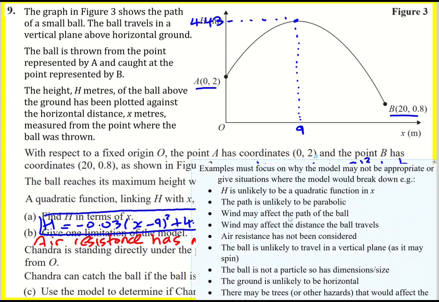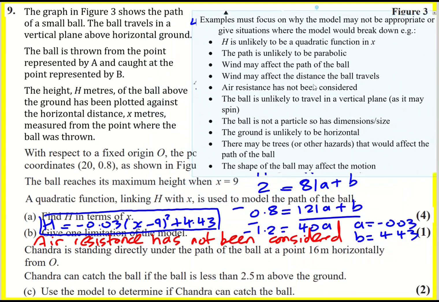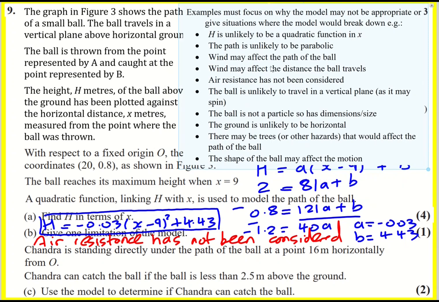But some other ones, there's a whole list. You could just say it's unlikely to be a quadratic function, not even give a reason. Unlikely to be parabolic, that's the same thing. Wind, that's always a good one to bring in. Air resistance, unlikely to travel on a vertical plane. So vertical plane is just when it's moving through a 2D plane. It's not veering off to the left or the right. Like if I ever play pitch and putt, I always seem to veer the ball off, I can never control it. But yeah, you get spin on the ball on purpose or by accident.